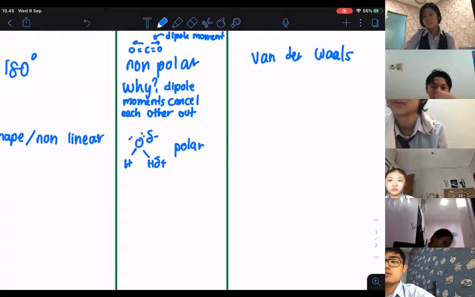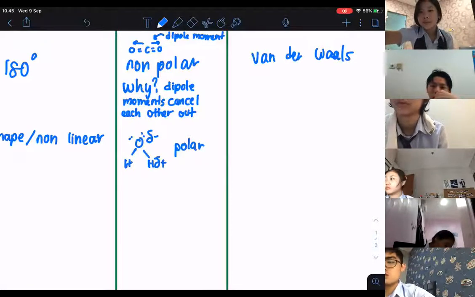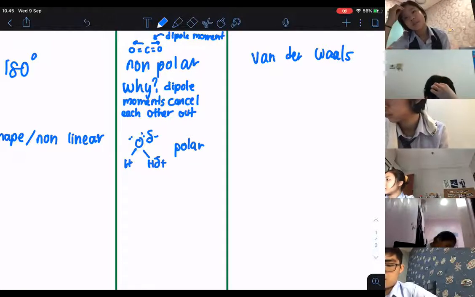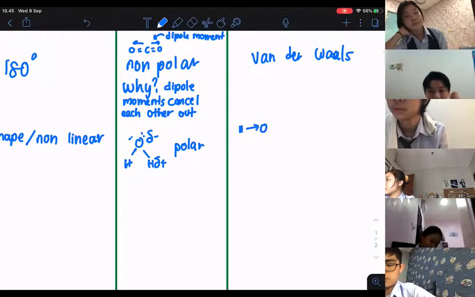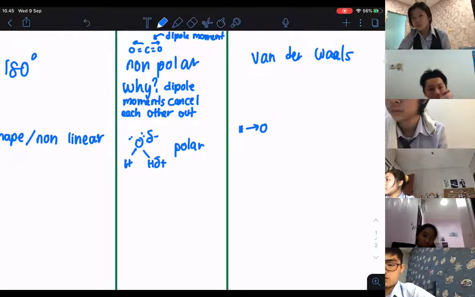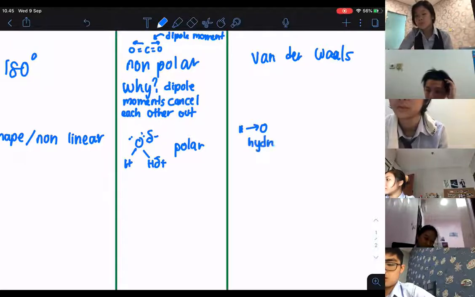Sharon? Hydrogen and the permanent... Okay, induced. Actually for this one, when we say polar and polar, we know it's supposed to have a permanent dipole-dipole. But since it's water, where it involves hydrogen with oxygen, the permanent dipole-dipole is a special type of permanent dipole-dipole. So it's enough to just mention hydrogen bonding, because this hydrogen bonding is permanent dipole-dipole.